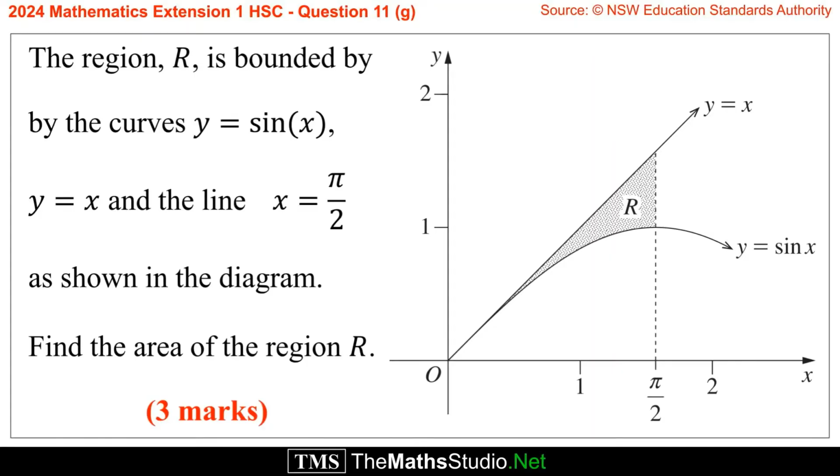Question 11, Part G. The region R is bounded by the curves y equals sine x, y equals x, and the line x equals pi over 2, as shown in the diagram. Find the area of the region R.